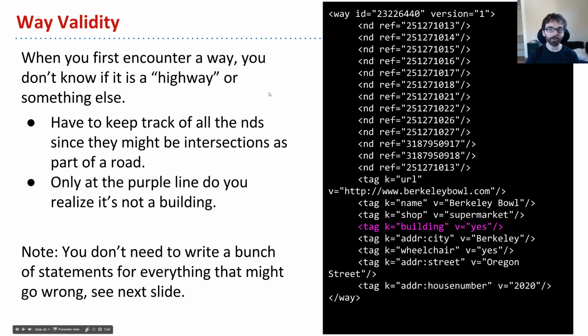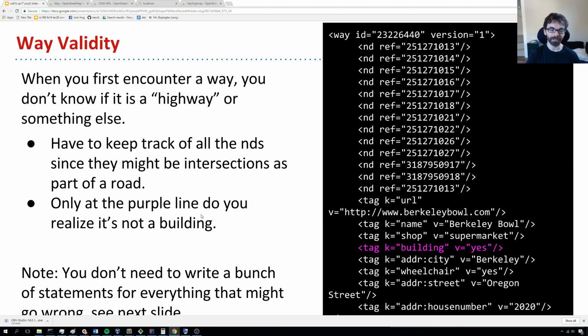Anyway, so I want to mention an important point, which is that when you first encounter a way, you don't know if it's going to be a highway, that is a footpath or whatever else, or it's going to be something else. So let's consider the example of Berkeley Bowl. Here's a way. You get to this way and your code says, okay, I found a way. This could be a street. So what that means is maybe I need to add a bunch of edges between these nodes. And so you need to keep track of all of these nodes here because they might be part of a road. You don't know. When you finally get to this building tag, that's when you realize, oh wait, this is not in fact a road.